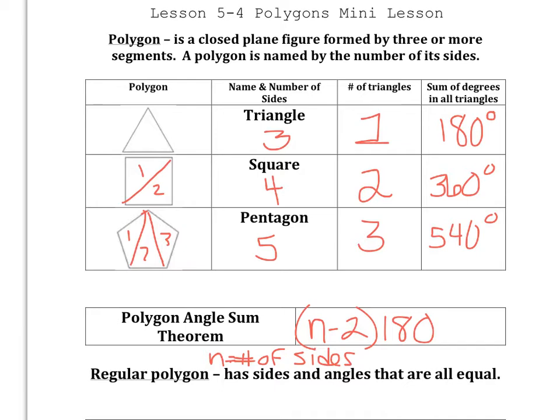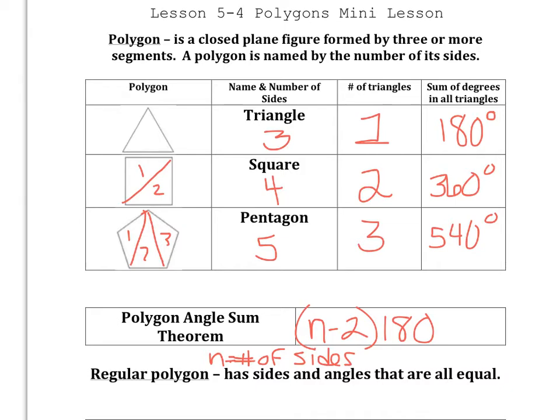Now, another important definition that we need to be aware of is a regular polygon, and all that means is that in a regular polygon, all sides and angles are equal. So we will certainly deal with many polygons that are not regular, but some of them will be.